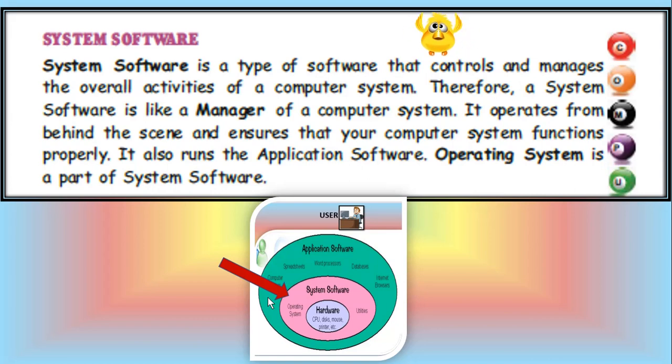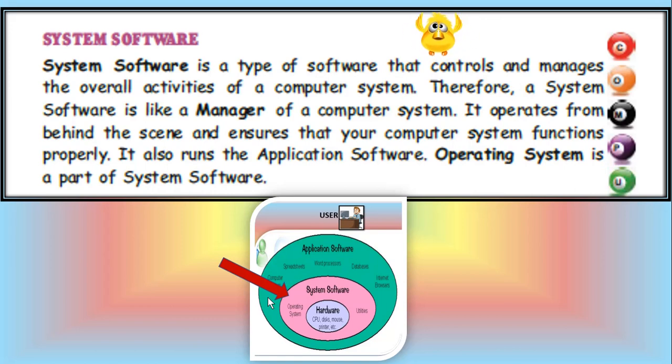System software. System software is a type of software that controls and manages the overall activity of a computer system. Therefore, a system software is like a manager of a computer system. It operates from behind the scene and ensures that your computer system functions properly. It also runs the application software.